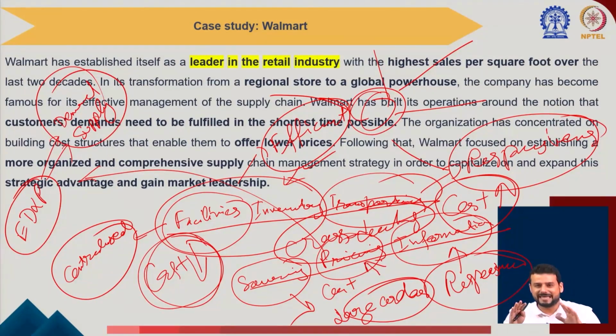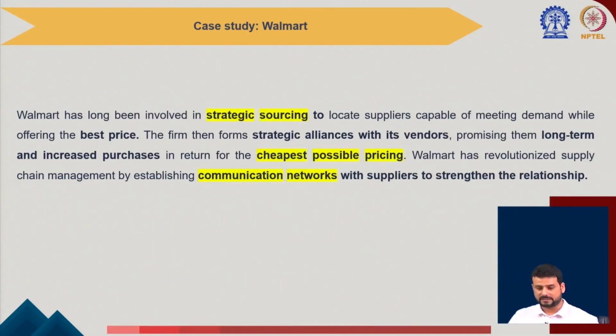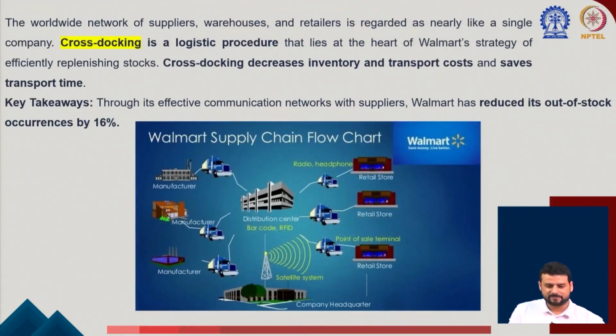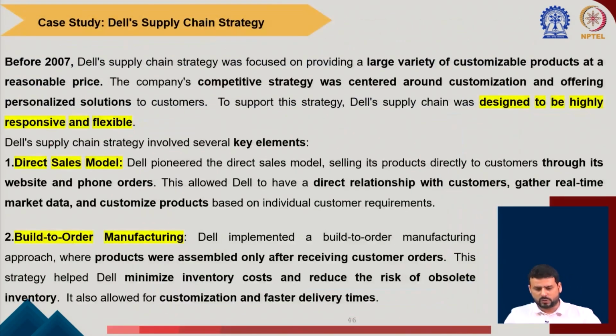Okay, so you can see how Walmart is maintaining those 6 different drivers. Overall, the result is huge variety, volume and quantity available, minimum price, fair quality, right. These are some of the parameters we can use to characterize the Walmart supply chain. So you can just go through the complete case. Key takeaways: it reduced its out of stock occurrences by 16%, right. You can just go through it, I have explained every aspect of this supply chain.